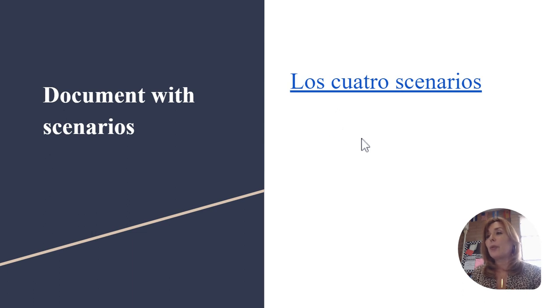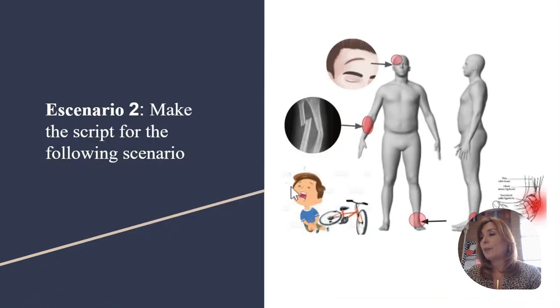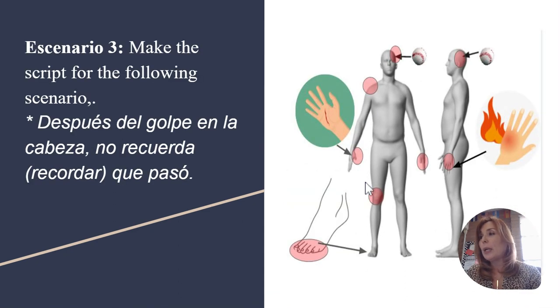This is a link to the 4 scenarios. Please look at those. Scenario number 1, make the script to the following scenario, include 2 parts covered by something that the doctor and patient would say in this situation. So your knee hurts, please include that. Scenario number 2, you have fallen off your bike and you hurt your ankle, your head, or your arm. Scenario number 3, you have tripped and you have burned yourself. So look at all the arrows that are pointing here.